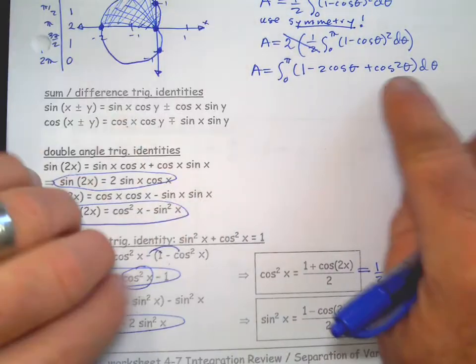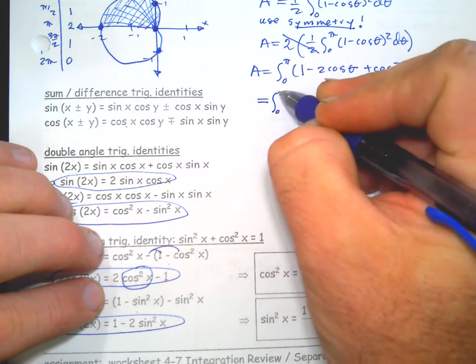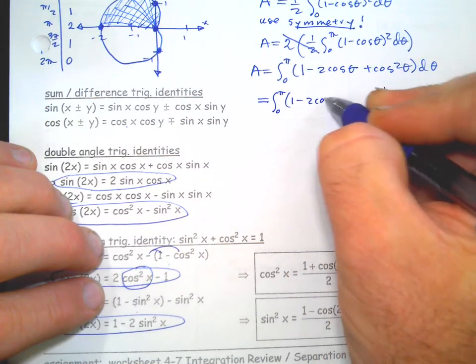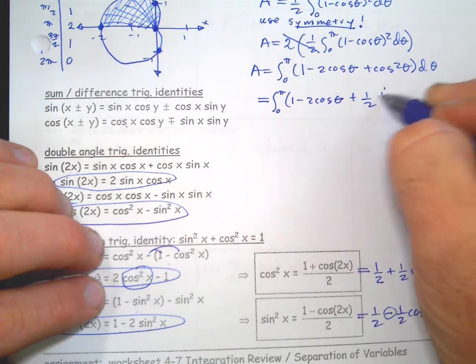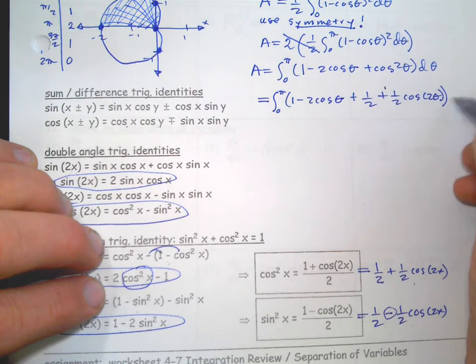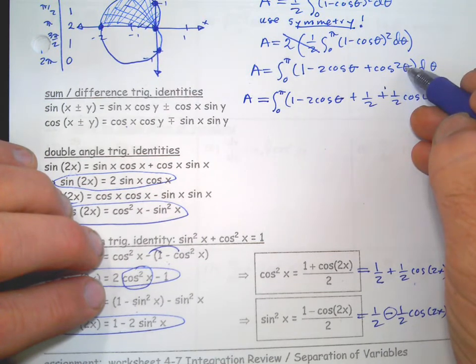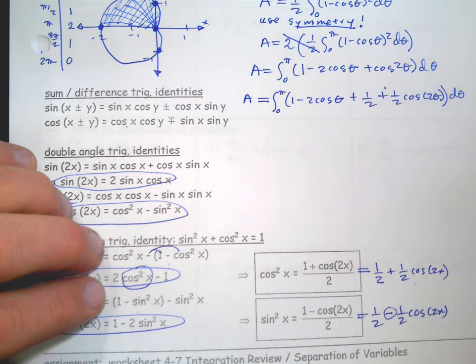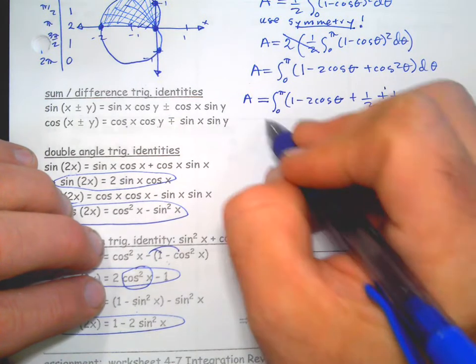So in this case, we're going to replace the cosine squared with 1/2 plus 1/2 cosine 2 theta. Now it's a double angle identity, so whatever angle's inside here, you've got to double. This time it was very simple, but sometimes there's like a 3 theta inside, and so that would be a 6 theta. And so now we can integrate this.